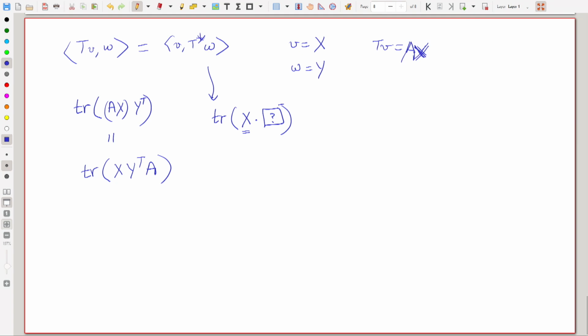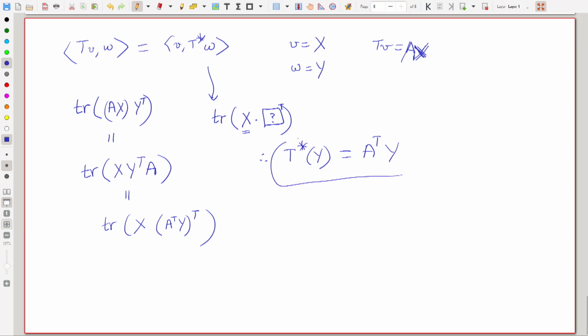Remember, I need it as trace of something times its transpose, only then it is an inner product. So I need to rewrite this further as trace of X times (A transpose Y) the whole transpose. See, Y transpose A is actually (A transpose Y) the whole transpose. So therefore, what is T star? T star acting on Y is actually multiplication by A transpose.